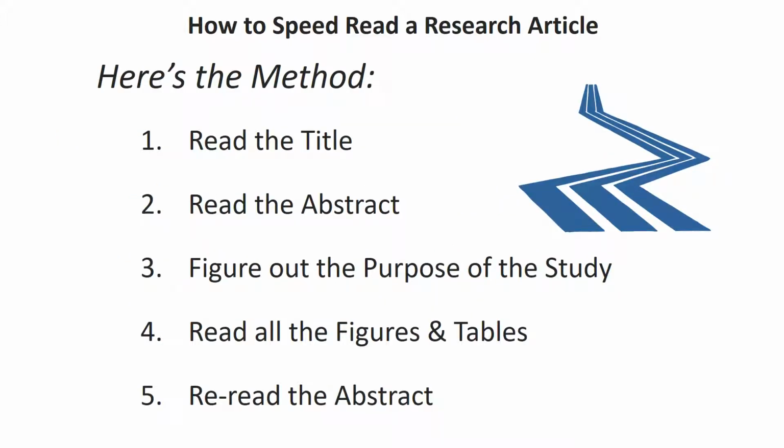So that's what I want to teach you: how physicians often approach the vast volume of articles that they've got to keep up with. They speed read, and here's the method. The first step is to read the title. Second, read the abstract. Third, figure out the purpose of the study. Fourth, read all the figures and tables that are in the article. And lastly, go back and reread the abstract. So we're going to take each one of these step by step.